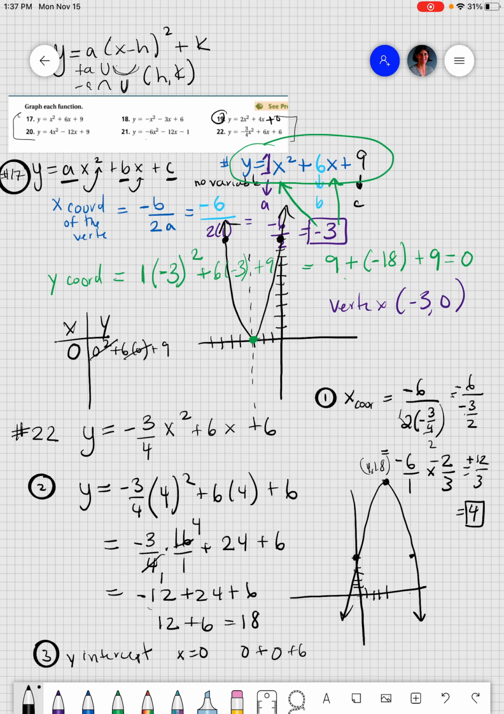All right, so find the x-coordinate with this formula. This formula helps you find the x-coordinate. Plug that into x, and you find the y-coordinate. Then use the y-intercept to find one side, and use your axis of symmetry to match it on the other side.